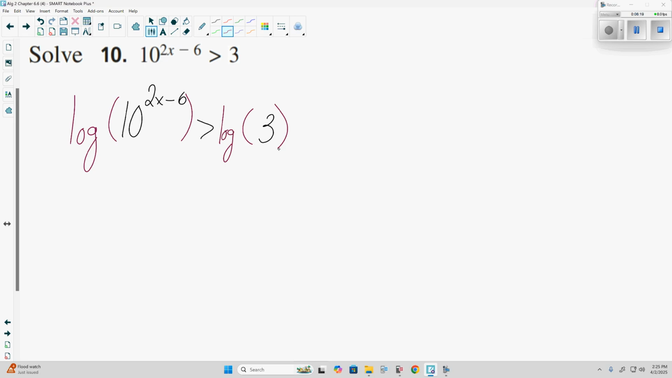So we can apply log to both sides. What base would we want this log to be? 10, yes? Well, if I don't write the base, it's understood to be 10. So we don't actually have to write the base. Log is base 10.